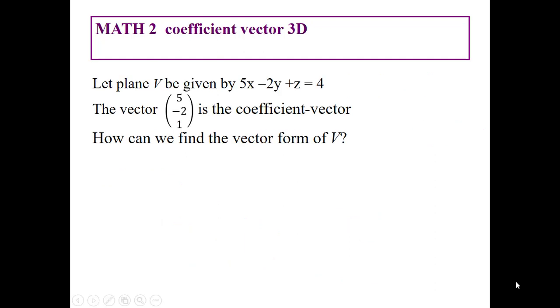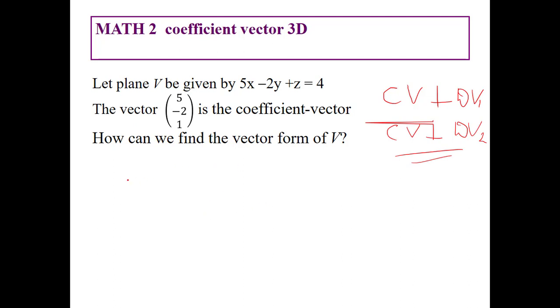In a 3D situation, it's a little bit more complex because now a vector form has two direction vectors. But it's not a big deal, as long as we remember that the coefficient vector is perpendicular to both direction vectors. So it's perpendicular to direction vector 1 and direction vector 2.